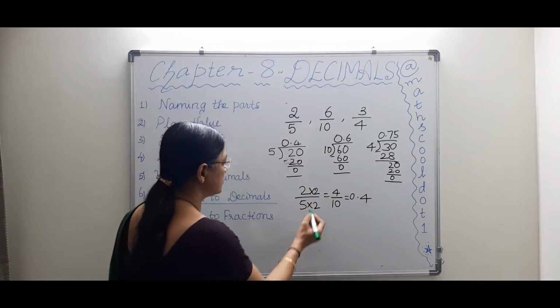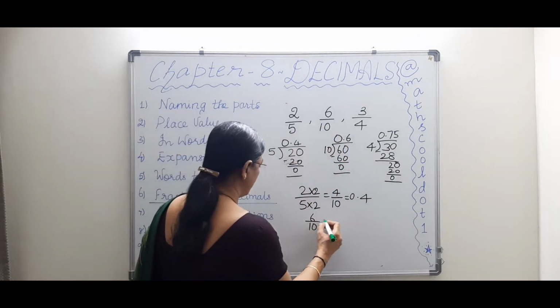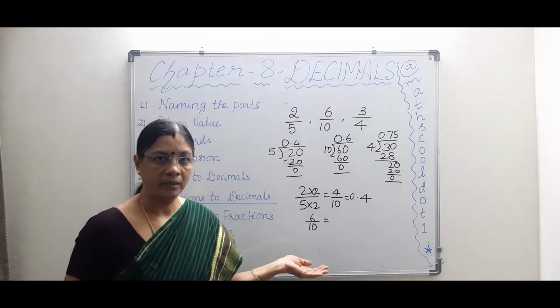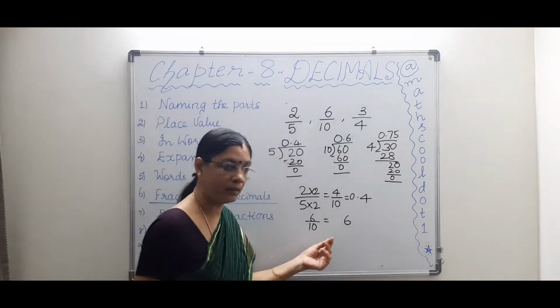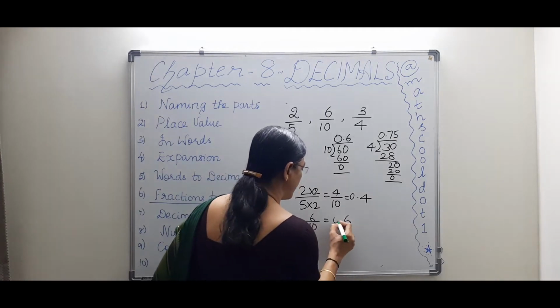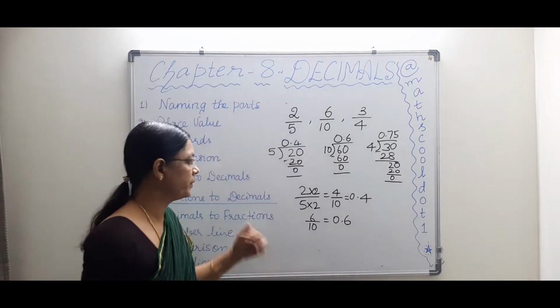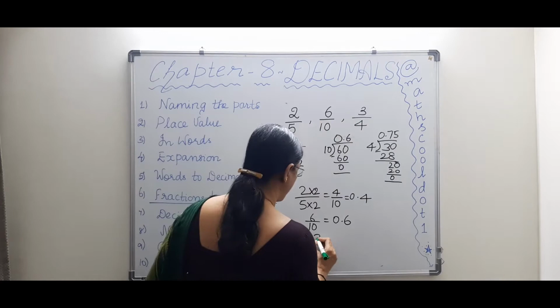So that is how. So 6 by 10: as such, you have 10 here, isn't it? So there is only 1 zero here. From the right I keep a point here. This is 0.6. Now the third one is 3 by 4.